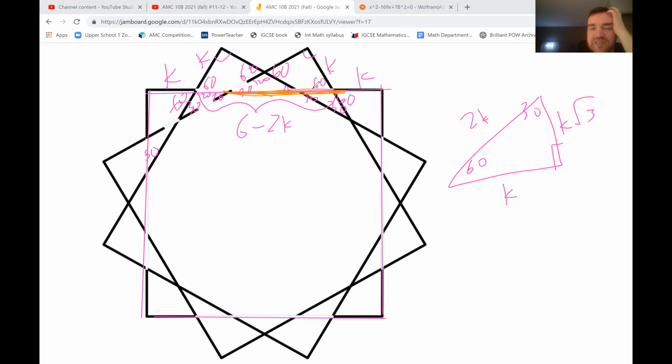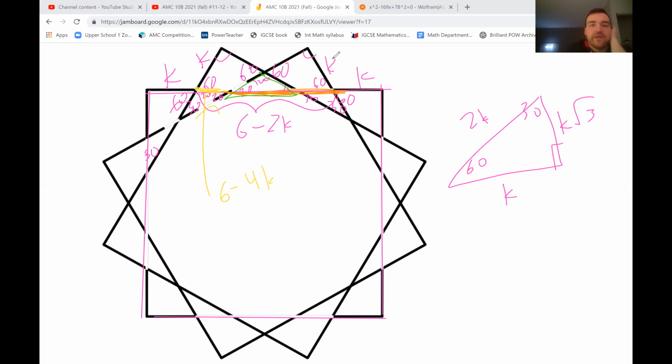Remember, this whole thing here is 6 minus 2k, so this little piece over here is equal to 6 minus 2k minus 2k, which would be 6 minus 4k. So this yellow piece is 6 minus 4k, right? I'm going to write that here, 6 minus 4k. But then also notice k root 3.